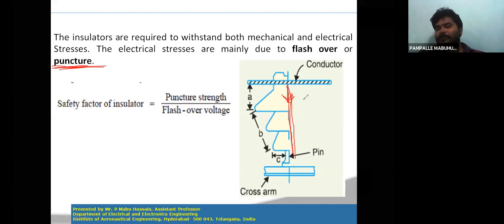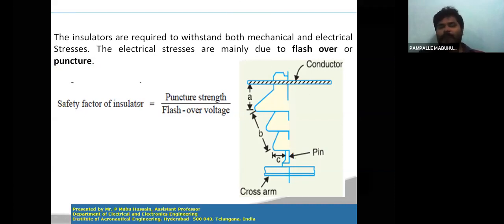Whenever flashover occurs, there may or may not be a chance of breakdown of the insulator. But whenever puncture happens, then 100% sure the insulator will be damaged. So you have to remember this.